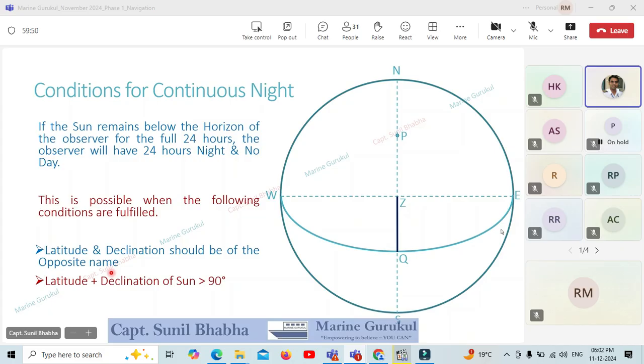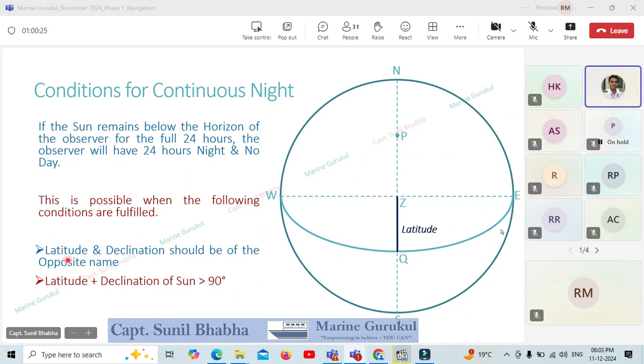We can understand it very easily from the rational horizon diagram. You can see this rational horizon diagram. We have an observer in the northern hemisphere. We can see the pole. We can see the equinoctial as WQE. Now, in this diagram, we are aware that the portion or the arc ZQ represents the latitude of the observer. Q is the equinoctial, Z is the zenith. So ZQ represents the latitude of the observer.